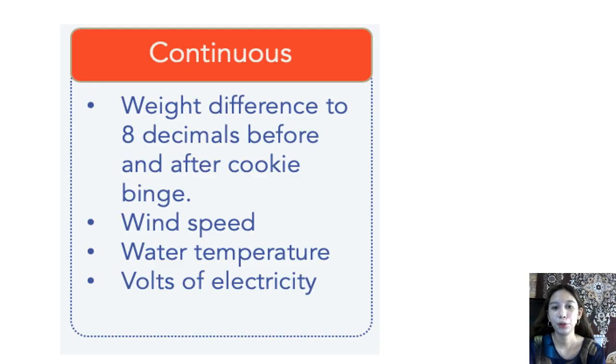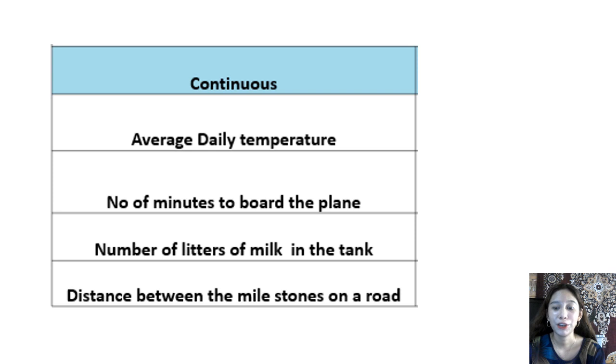Other examples of continuous data are the weight difference to 8 decimals before and after a cookie pinch, wind speed, water temperature, volts of electricity. And we have here other examples: average daily temperature, number of minutes to board the plane, number of liters of milk in the tank, distance between the milestones on a road.